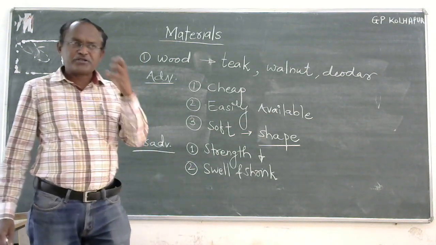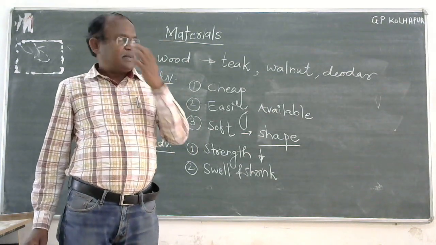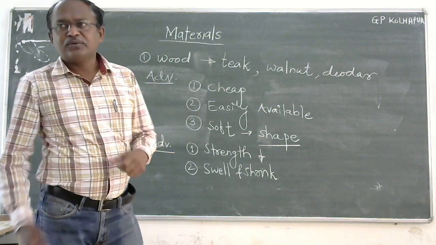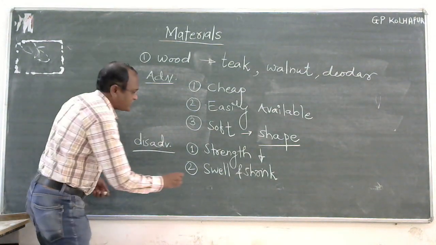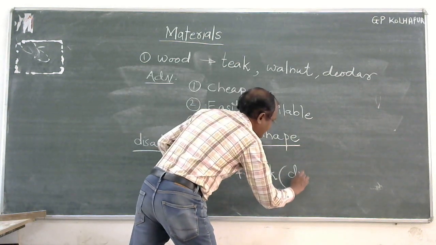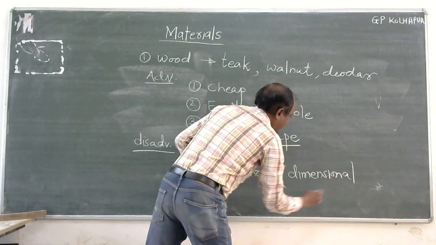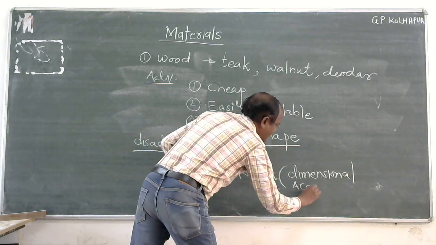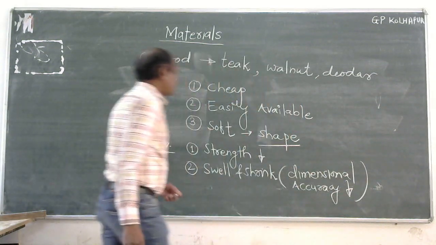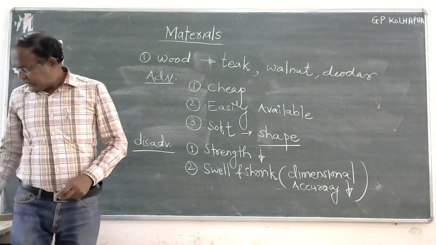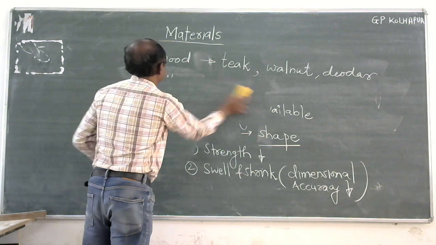Because it absorbs moisture. Moisture means water particles contained in the free atmosphere, and that is easily absorbed by the wood materials. That's why it changes its shape and size. So dimensional accuracy is less. Because of this, it changes its shape and size. That's why geometrical dimensional accuracy is less. So these are the various advantages and drawbacks of wood as a pattern.